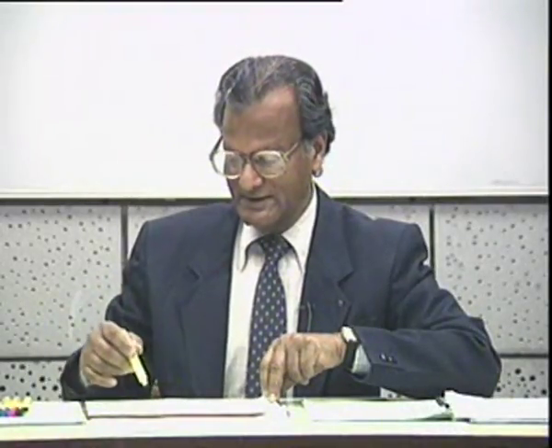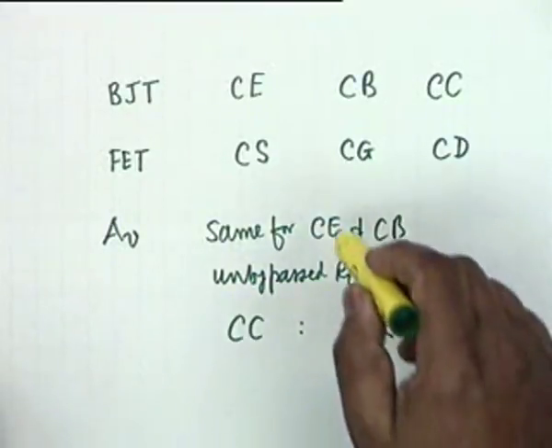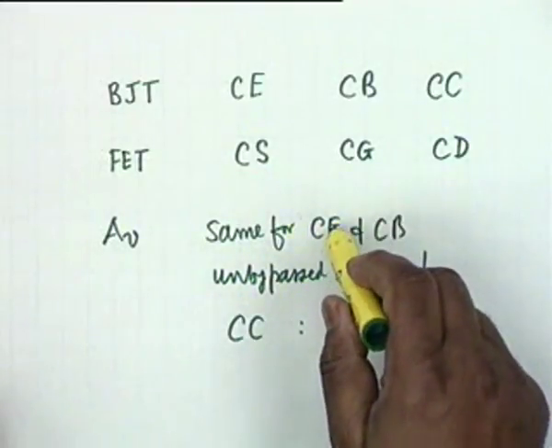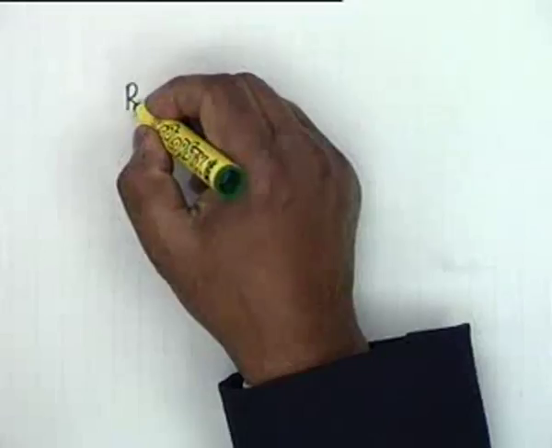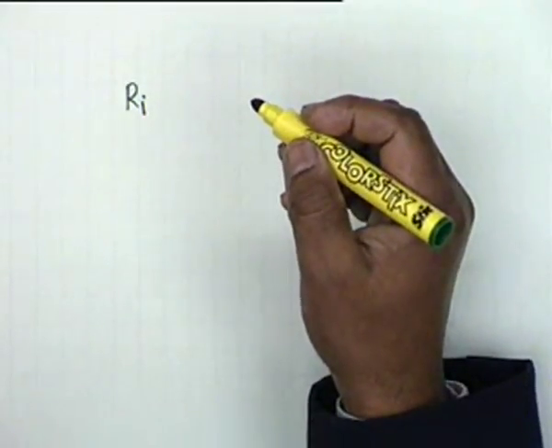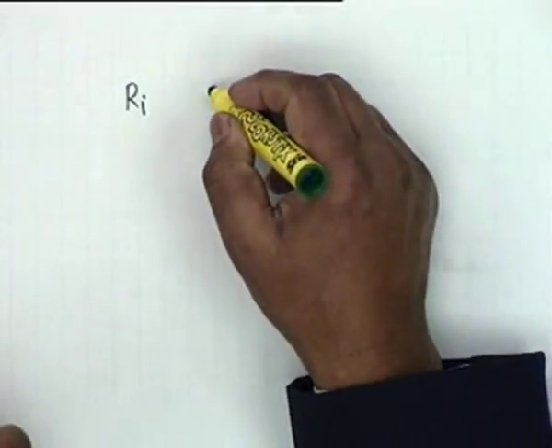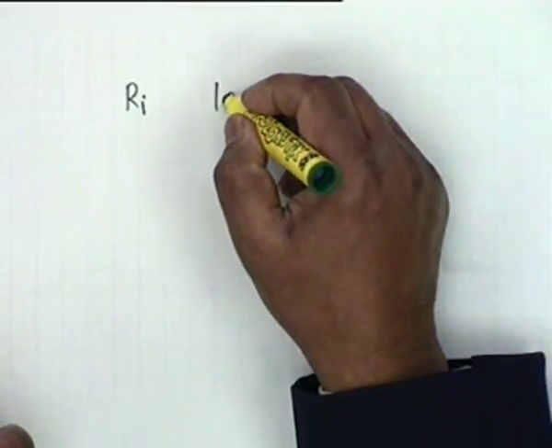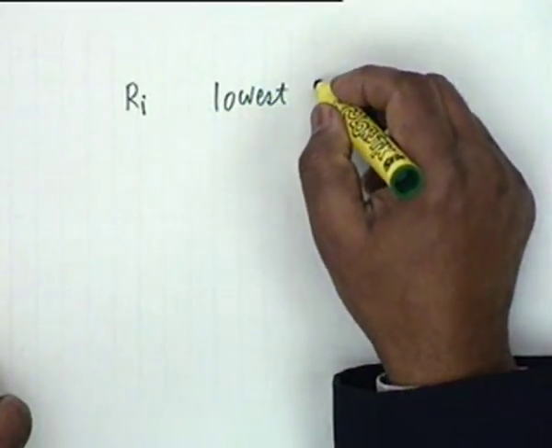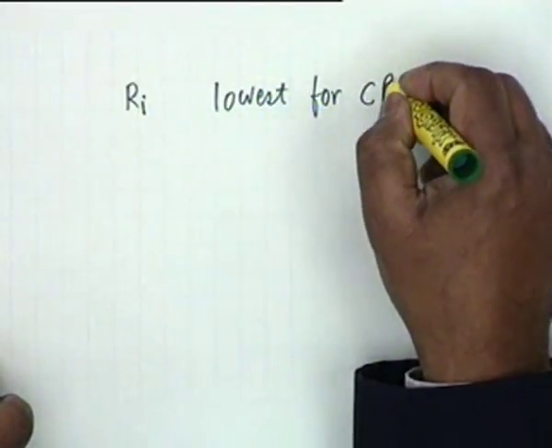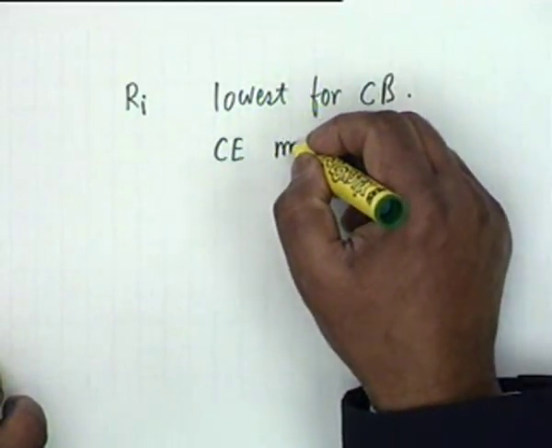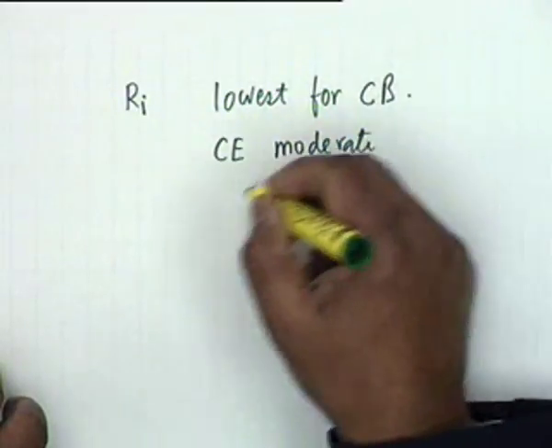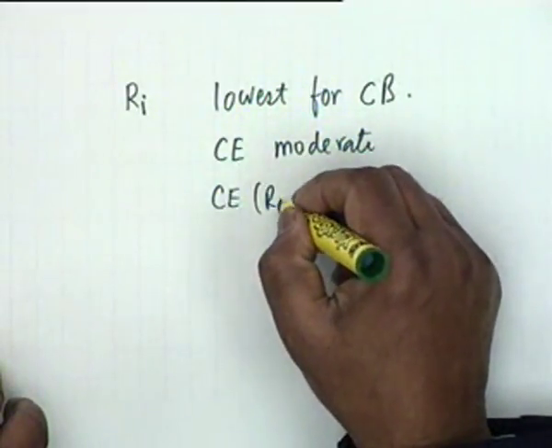These characteristics, as you shall see, will be the same if E is substituted by S, B is substituted by G in the case of the FET amplifier. As far as the input resistance is concerned, the lowest input resistance is for which connection? CB, common base connection, it's the lowest. For CE, it's moderate, and CE with RE unbypassed.